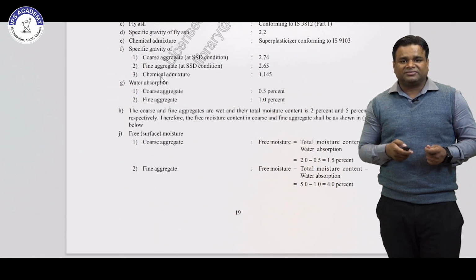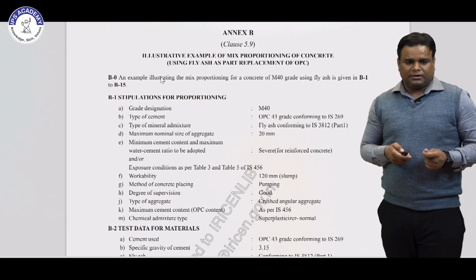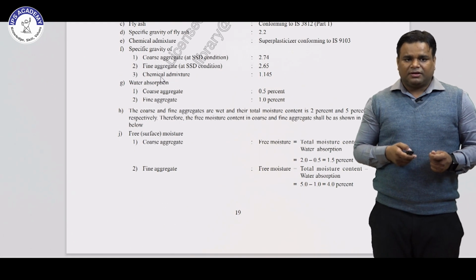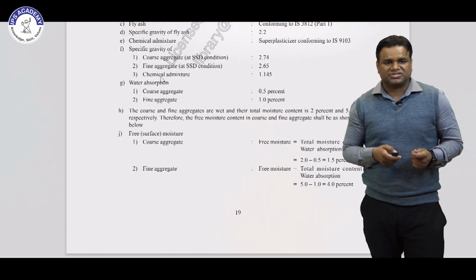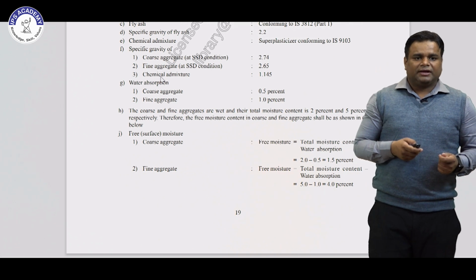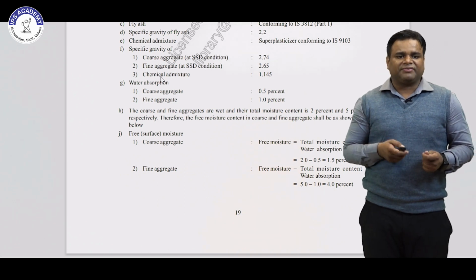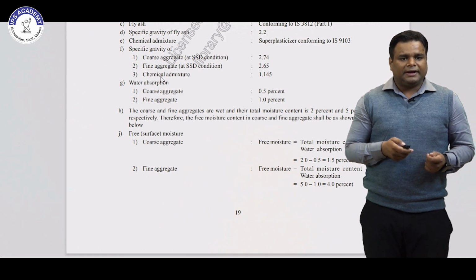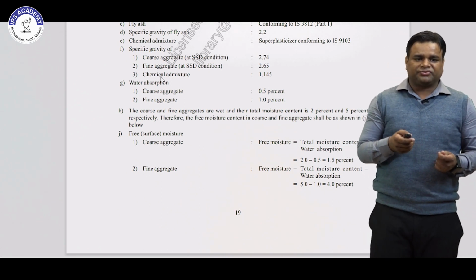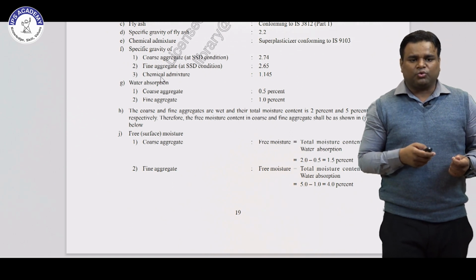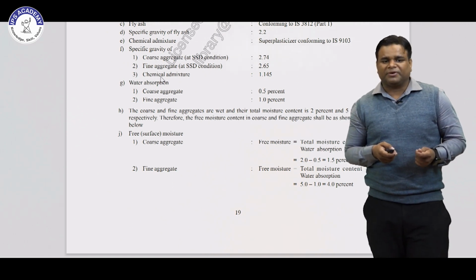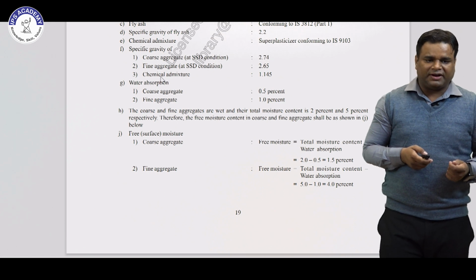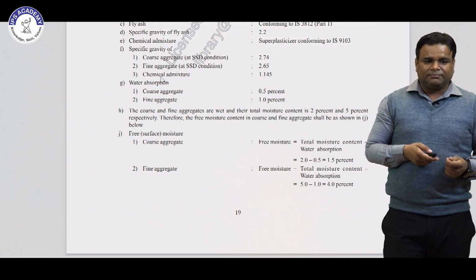So these are some test results for the materials: the specific gravity of cement, fly ash, coarse aggregate and fine aggregate, and the chemical admixture which you are using. The water absorption is 0.45 for coarse aggregate and 1% for fine aggregate.